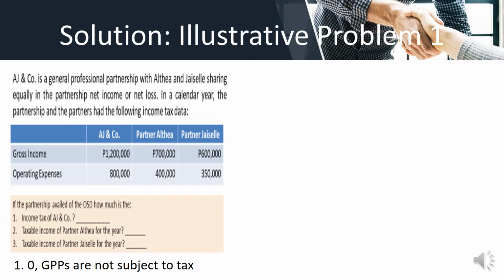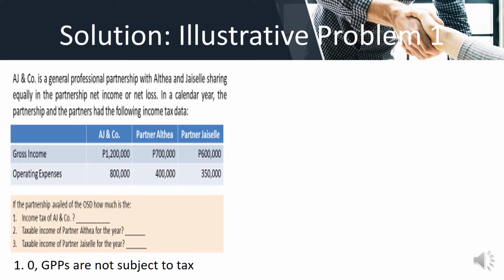So the gross income of AJ and Company is 1,200,000. Now, ang pinili ni partnership AJ and Company is to avail of the optional standard deduction. Sabi dito, if the partnership availed of the OSD. So, ang pinili ng partnership is OSD. Okay, when you say OSD, that is 40% of gross income. Pwede kang mag-deduct ng 40% ng gross income mo.